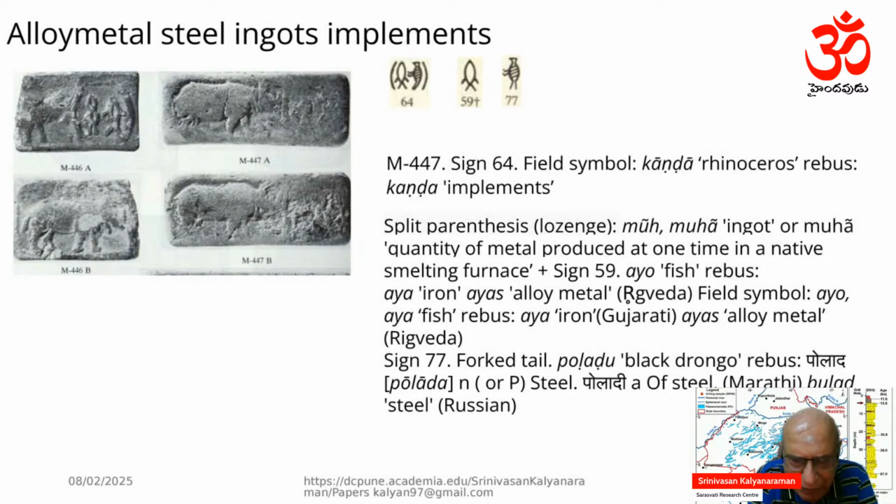Parenthesis is splitting of a lozenge. Banyan god, mukh. So banyan god of alloy metal and Polodu, steel. That's ought to be conveyed through this rhinoceros. Rhinoceros, Kanda. Rhinoceros, Kanda implements. So implements made of this crucible steel. Crucible steel is made, it can be hammered down and created in a forge and created into a sword or other implements. Metalware can be created. Next, please.